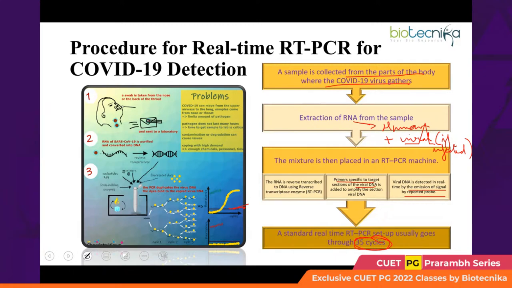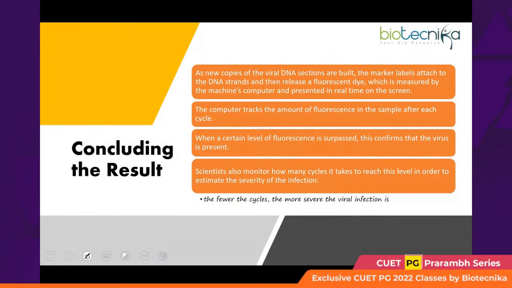Now, with this test, not only can we detect whether the person is infected or not, we can also detect how severe it is. The faster the critical value is crossed, the more severe the infection. The later the critical value is crossed, the milder the infection.